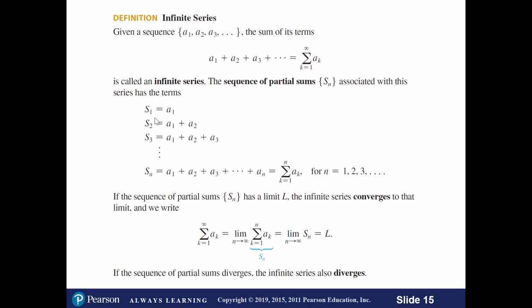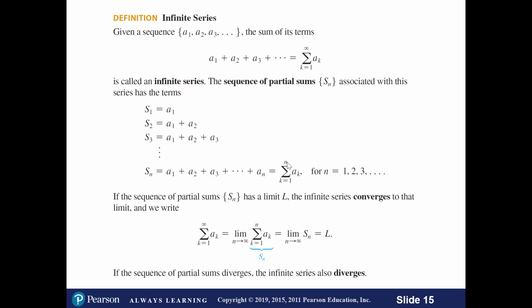If we have a formula for the sequence that tells us how to generate the nth term, then we can use that formula in here for a sub k. So this is an infinite series. The sequence of partial sums S sub n associated with this has the terms. The first partial sum is A1, the second is A1 plus A2, and so on until we get the nth partial sum, A1 plus A2, all the way to A sub n. And you can see how we represent that.